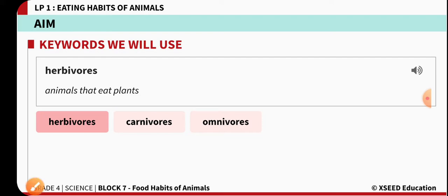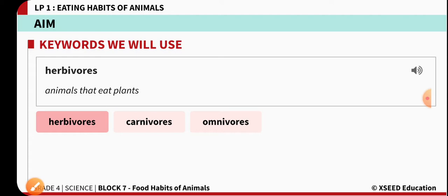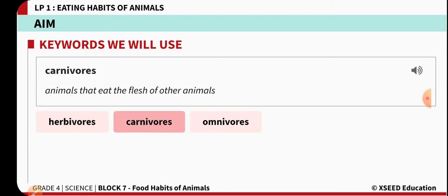Now the second keyword we are going to learn is carnivores. Carnivores means the animals that eat the flesh of other animals. Carnivores. Animals that eat the flesh of other animals.